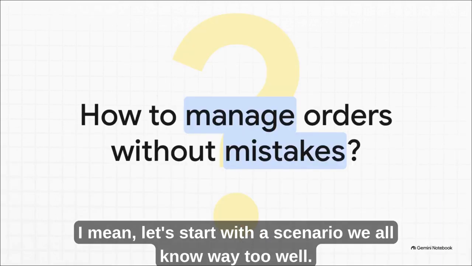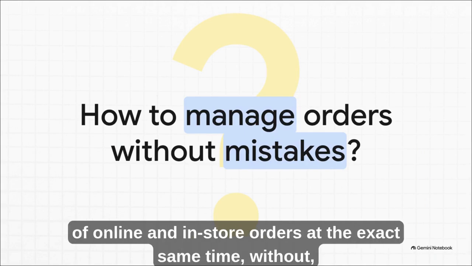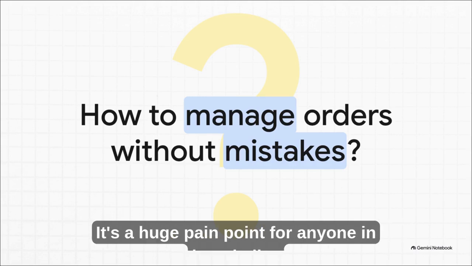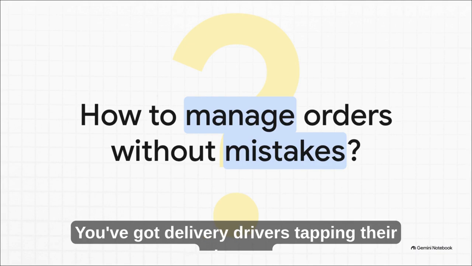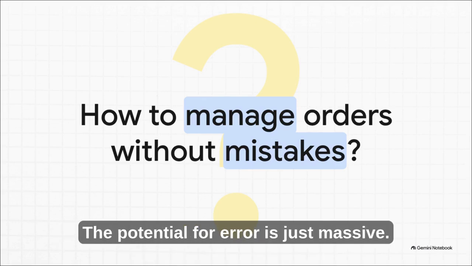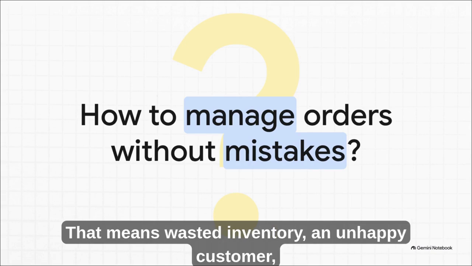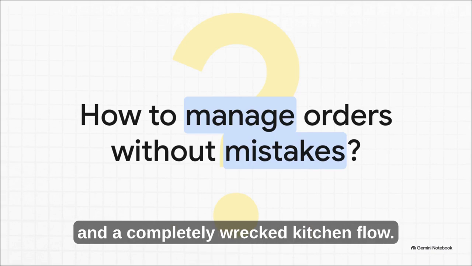Let's start with a scenario we all know way too well. How do you manage dozens of online and in-store orders at the exact same time without complete chaos breaking out? It's a huge pain point for anyone in hospitality. You've got delivery drivers tapping their phones, dine-in customers looking for menus, and a kitchen trying to decipher what on earth needs to be made first. The potential for error is just massive.